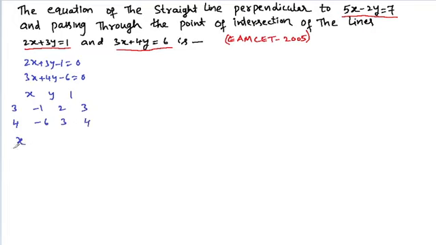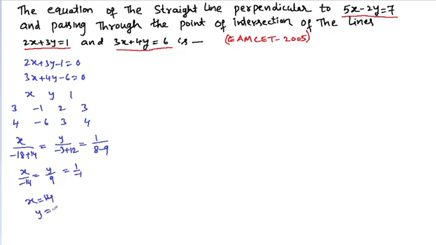That is x by 3 into minus 6, that is minus 18 plus 4, that is equal to y by minus 3 plus 12, that is equal to 1 by 8 minus 9. That is x by minus 14 is equal to y by 9 is equal to 1 by minus 1. Therefore the value of x is minus 14 into minus 1, that is 14, and y is equal to 9 into minus 1, that is minus 9.